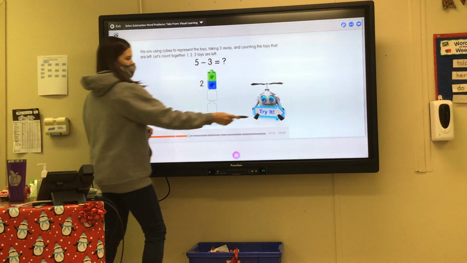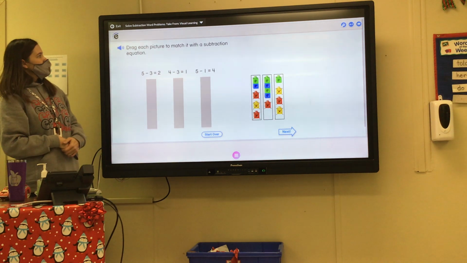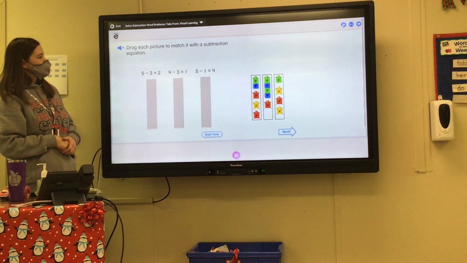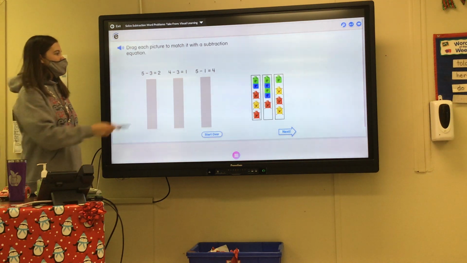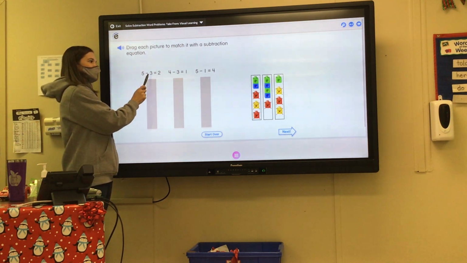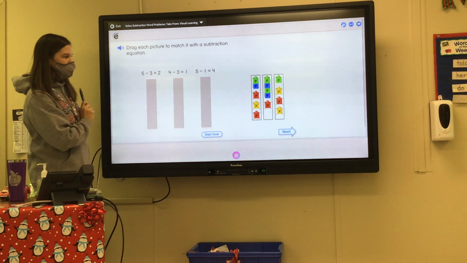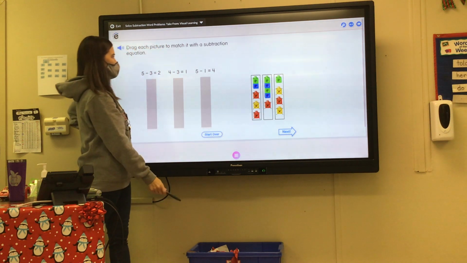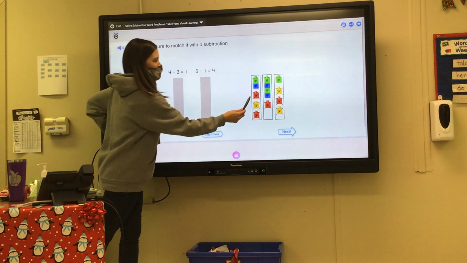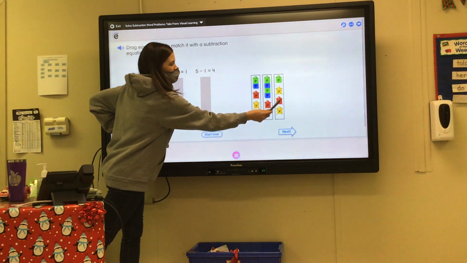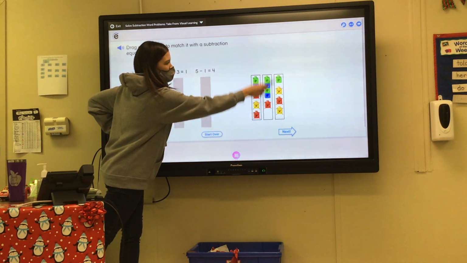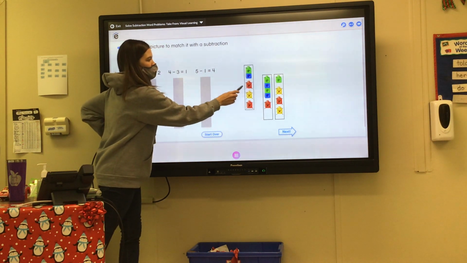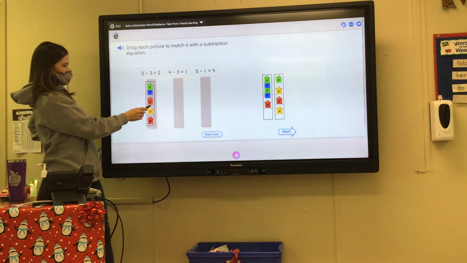Alright, let's try it. Drag each picture to match it with a subtraction equation. 5 minus 3 equals 2. So which one shows 5 minus 3? They take away 3. So there's an X on 3 here, there's an X on 3 here. But this one only shows a total of 4. Does this one show a total of 5 to begin with? So is it this one? Let's see.